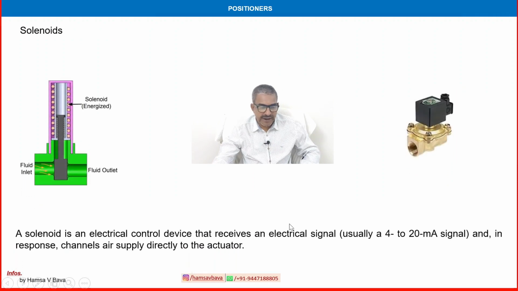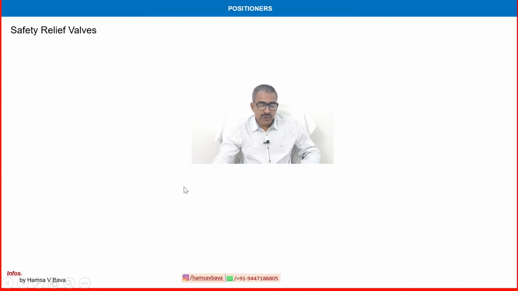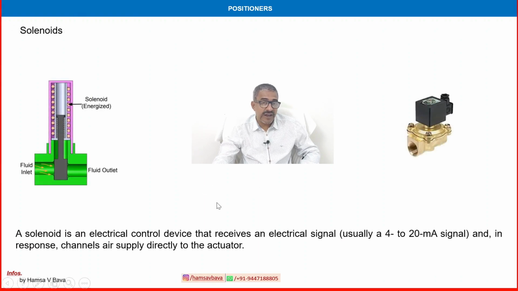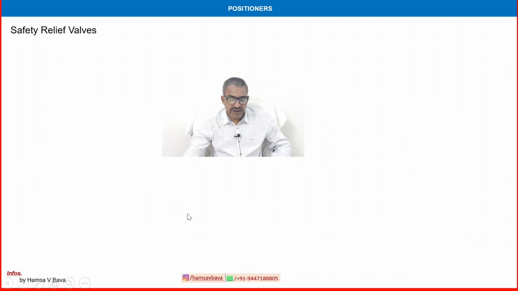Solenoids, one of the important items. This is a solenoid, and this is the air path, and this is the electrical connection with an energized magnet. This is a close-up image of the solenoid. A solenoid is an electrical control device that receives an electrical signal, usually 4 to 20 milliamps, and responds by channeling air directly to the actuator. The solenoid is also used in fail-safe and fail-open systems to provide air control in case of electrical system failure or ESD.